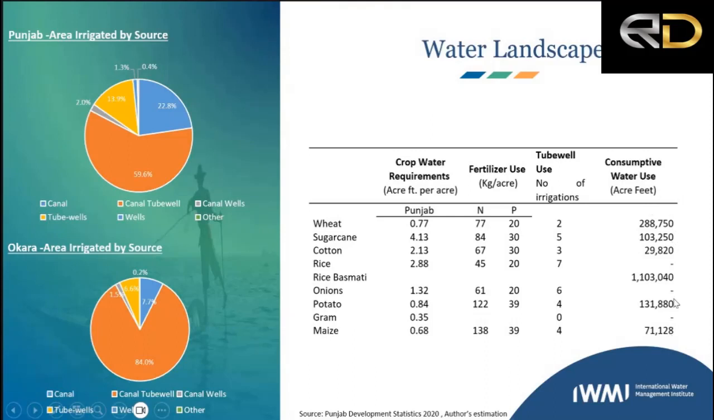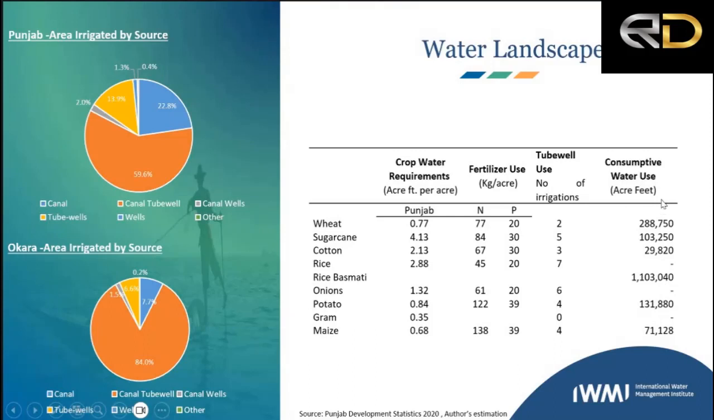The consumptive water use was calculated by taking these crop water requirements times the number of acres, and this gives us over 1 million acre feet in rice, followed by almost 300,000 in wheat. And then after that, the two big ones are both potatoes and sugarcane in terms of water use. And maize is up there, but not nearly as big as the other ones. So this is a concentration of a lot of water use.